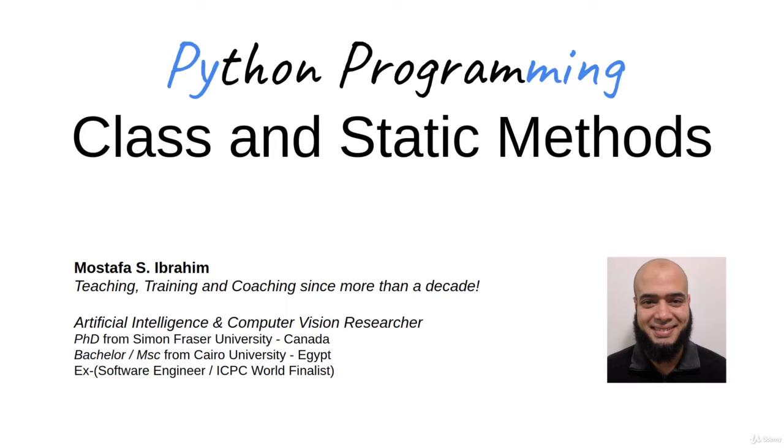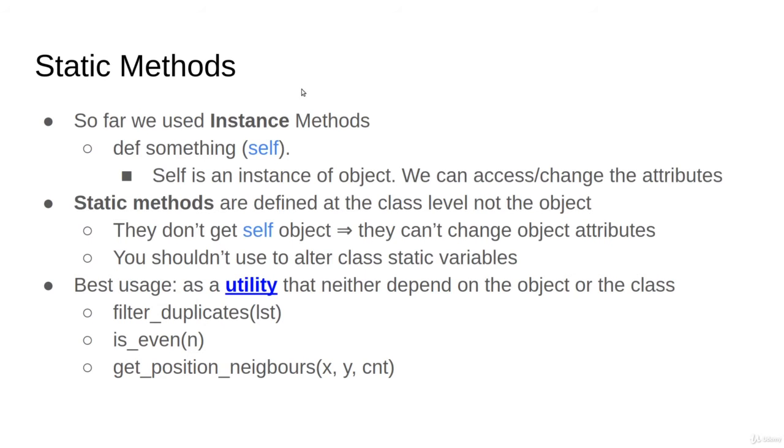In the last sessions, we learned that we can have static variables that are shared with the different objects, but we can also even have some methods on the class level itself. So far, we learned about what we call the instance methods. These are the methods that we define and typically have the self object in the first argument, and we can use it to access and change the attributes.